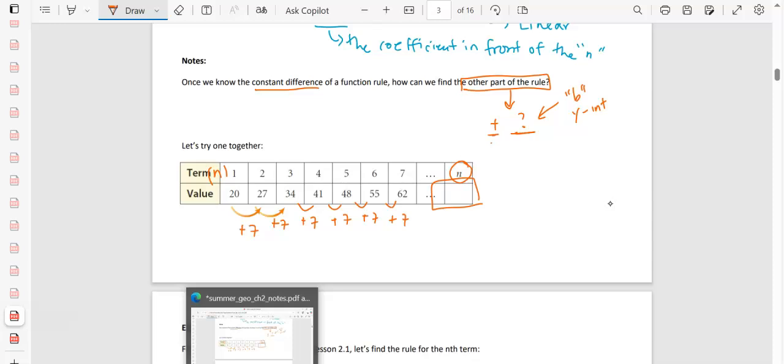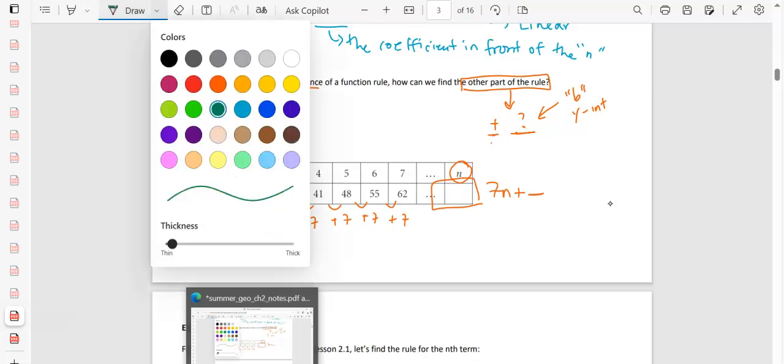This is the process of inductive reasoning. We're looking at specific term values and specific patterns, and then we're going to apply it for the general nth term. So that means I'm going to have 7n plus something. And my goal right now is to find that something.